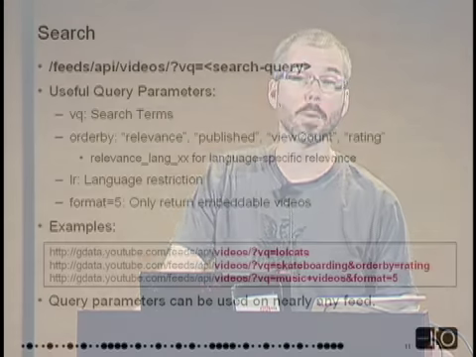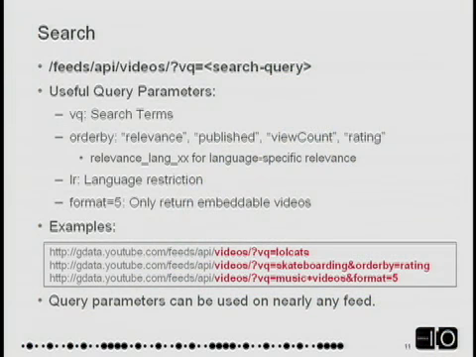If instead you want to say, I only want results in a language, you can use the language restriction parameter. And that will say, only give me results that have content in this language. At the moment, this only operates on the text metadata that we have for the video, not on the spoken languages within the video.